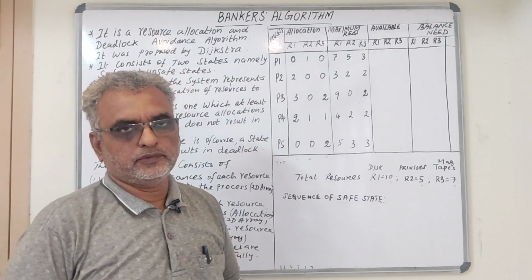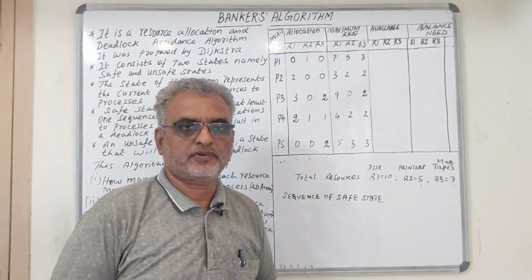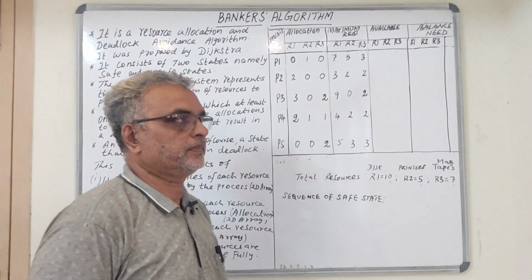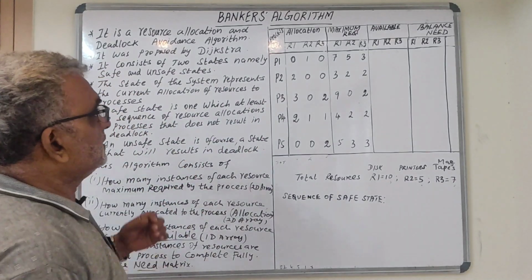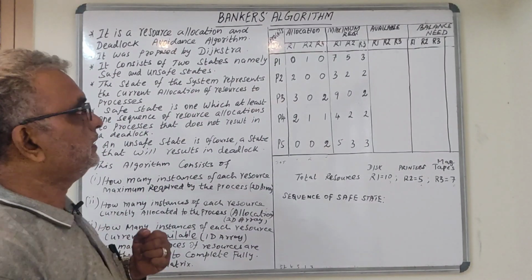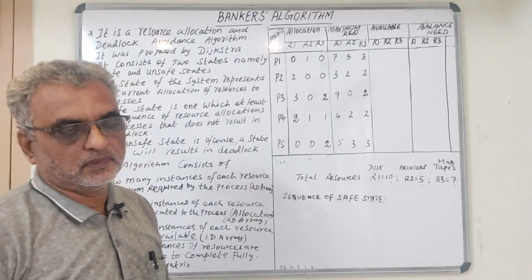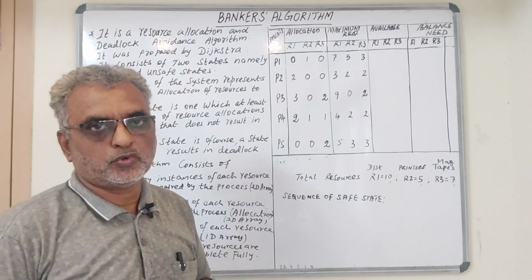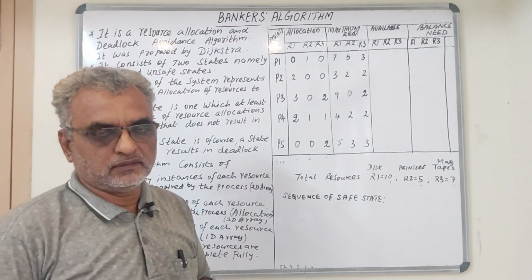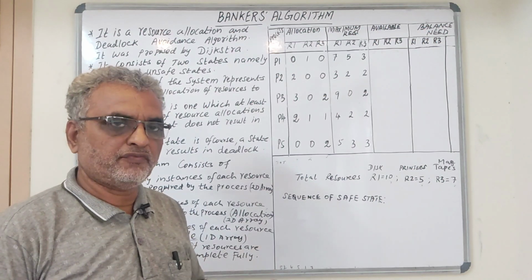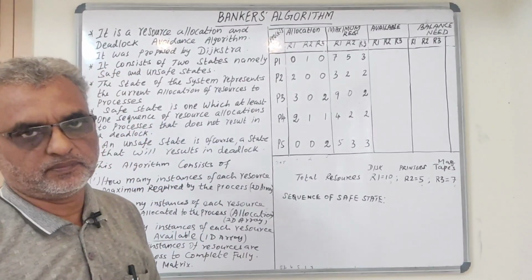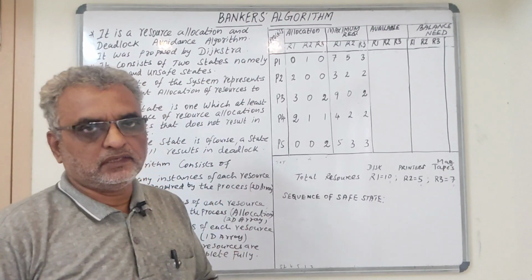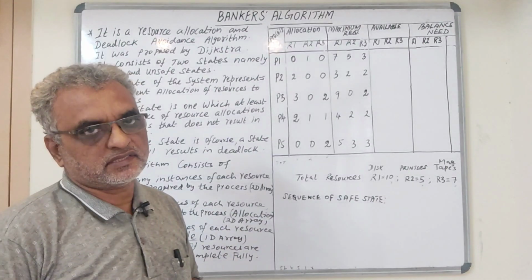So in this video, we are going to discuss another important concept from operating systems, that is Banker's algorithm. It is a resource allocation and deadlock avoidance algorithm. Deadlock is a situation in which two or more processes are blocked, unknowingly waiting for unavailable resources. Deadlock can be avoided with the help of the Banker's algorithm.